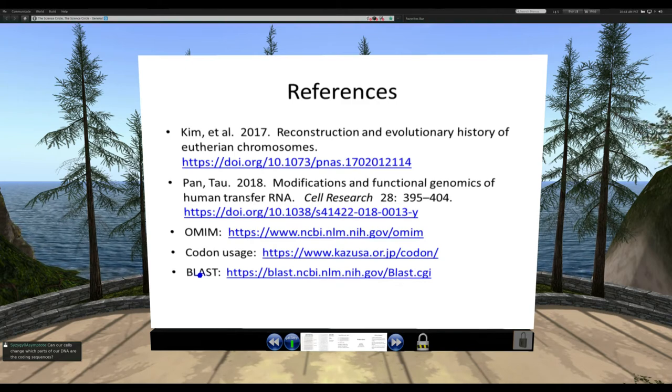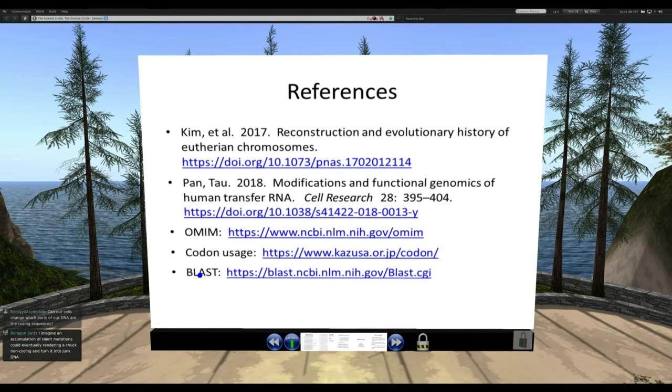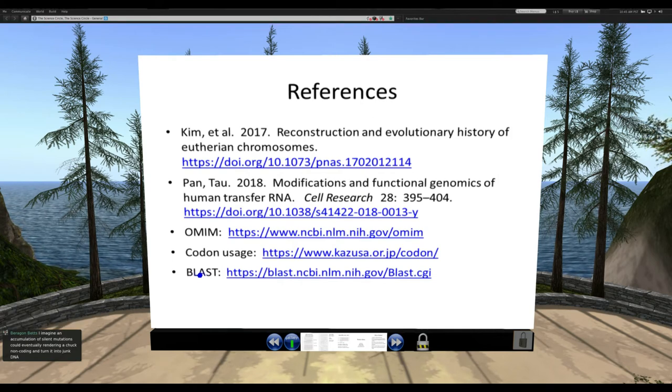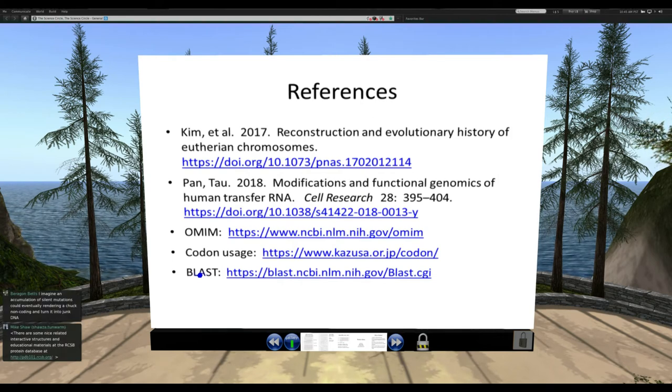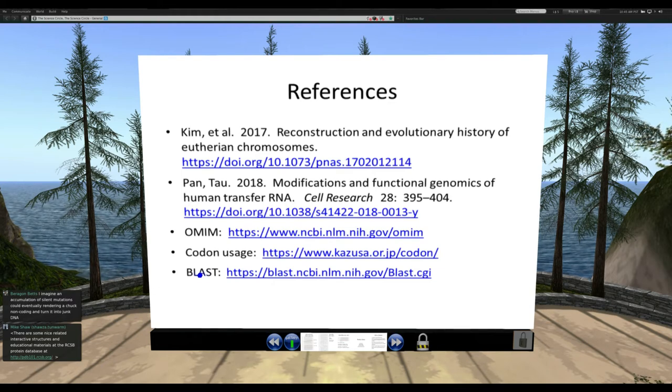Now, there's some question about what you should call regulatory RNAs, because they don't encode proteins, but they're also functional. They're also functional in the genome. They do things. They're regulatory molecules. So those are functional molecules that are not proteins.